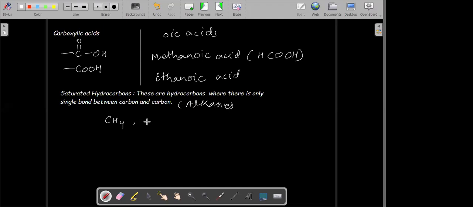So methane, C2H6 ethane, C3H8 propane, all these are alkanes and all these are saturated hydrocarbons. They have only single bonds between carbon and carbon atoms. Alright, then we see unsaturated hydrocarbons.